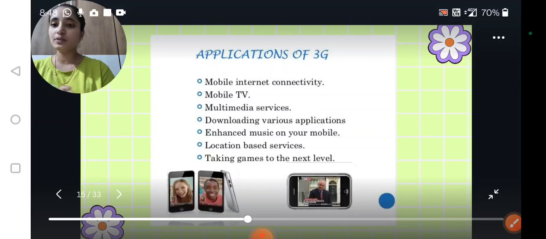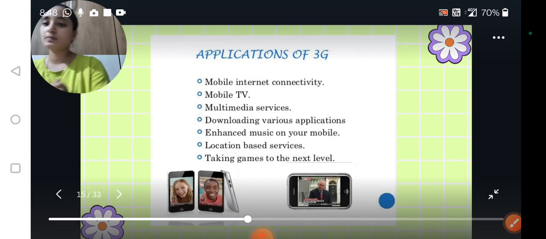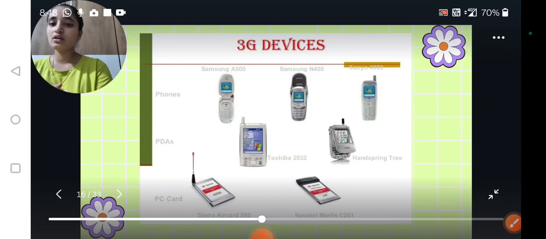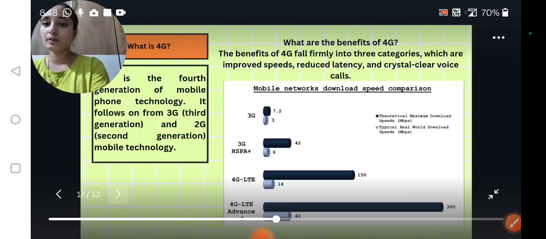Applications of the 3G: mobile internet connectivity, mobile TV, multimedia services, downloading various applications, enhanced music on your mobile, location based services, taking games to the next level. These are some of the examples of the 3G.